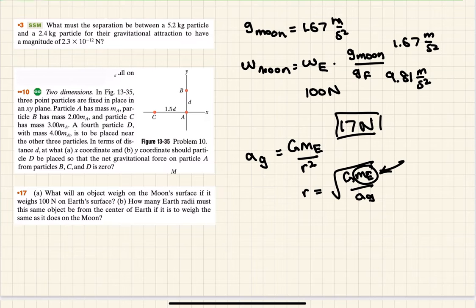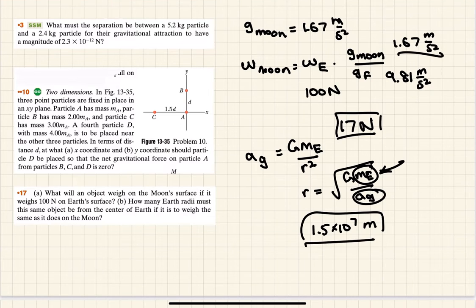Now, we plug in what we know, mass of the Earth. Again, you would have to look that up. And you would plug in a g equal to 1.67. So you're basically finding out at what point is the acceleration due to gravity 1.67. And you plug everything in, you're going to get a radius of 1.5 times 10 to the power of 7 meters. So that's pretty far.